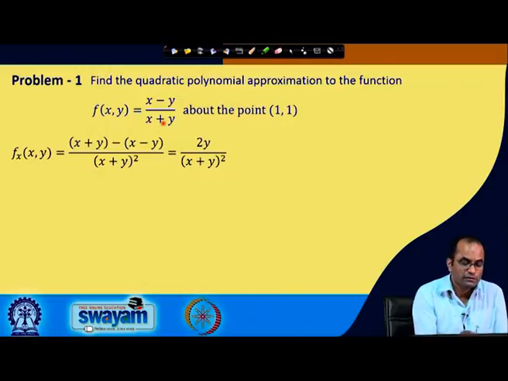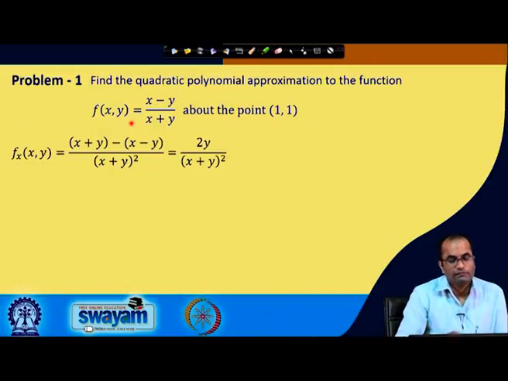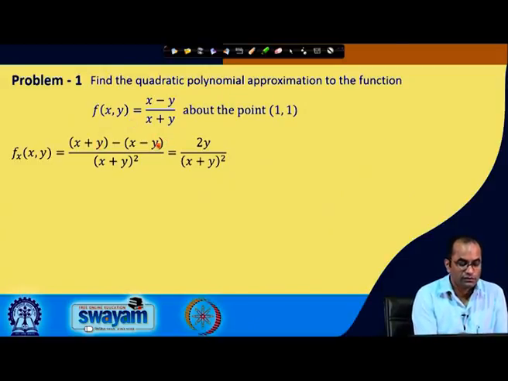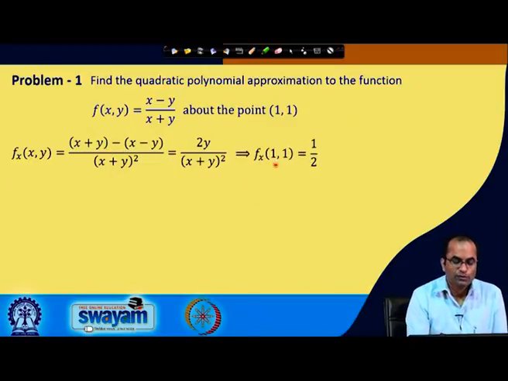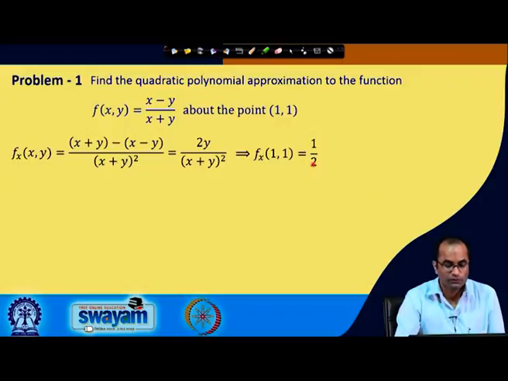So we need the partial derivative with respect to x. That means we differentiate with respect to x, treating y as constant. By the quotient rule, we have the denominator squared, then the denominator as it is times the partial derivative of the numerator with respect to x, which is 1, minus the numerator x minus y times the partial derivative of the denominator with respect to x, which is again 1. When we simplify, we get 2y over (x plus y) whole squared, and at the point (1, 1) we can evaluate this. This is 2 over 2 squared, so this is 1 over 2.